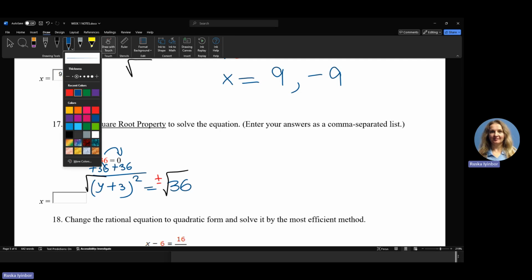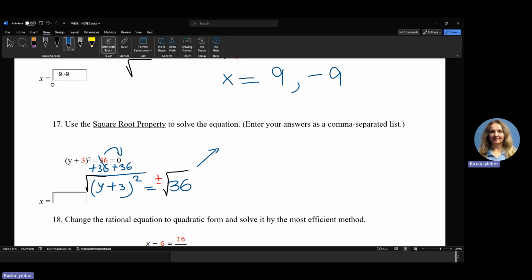And the 2 equations you're going to solve are going to be y plus 3 equals, what is the square root of 36? 6. And the other one, you have y plus 3 equals negative 6, yes. So those are the 2 linear equations we have to solve to finish it, to find what y equals. You got it?